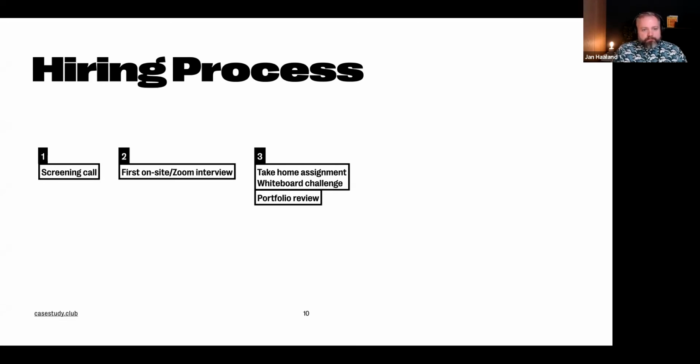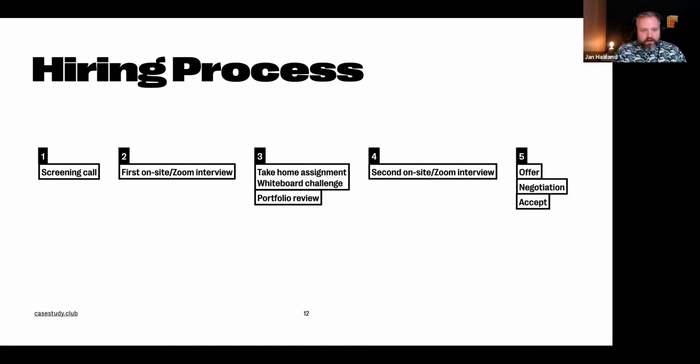But if they're done in conjunction, then you'll present your assignment together with 1 or 2 pieces from your portfolio. And after that, there might be a second on-site interview, and these are usually done with the director, CTO, and even the CEO if it's a small startup. And at the end, it's all about the offer, negotiation, and also acceptance.